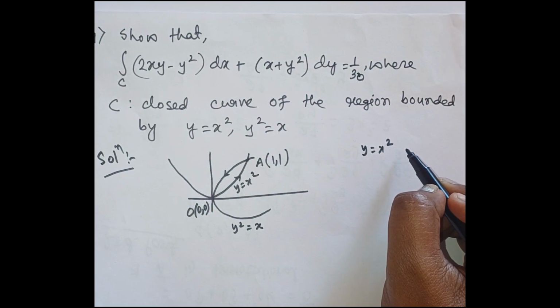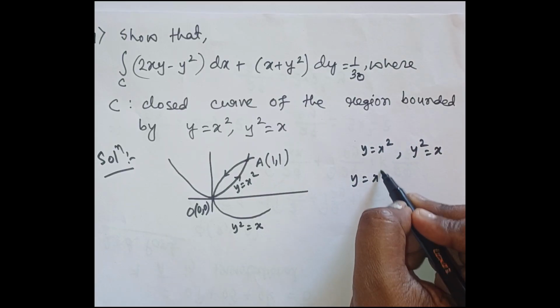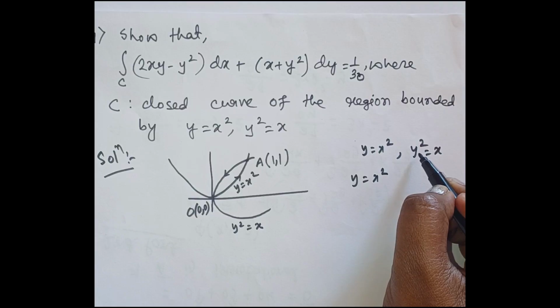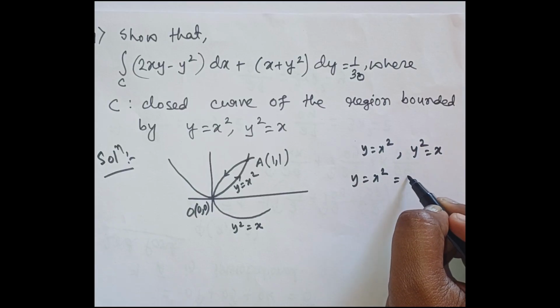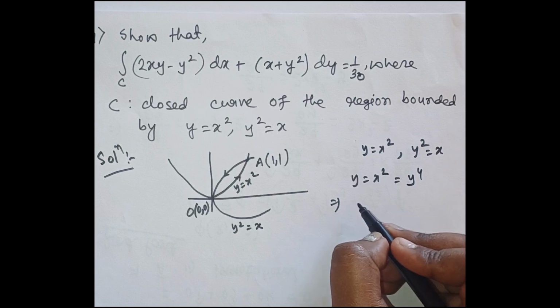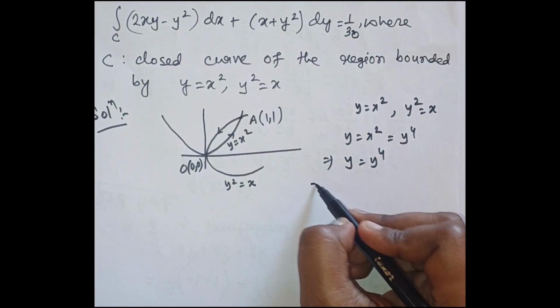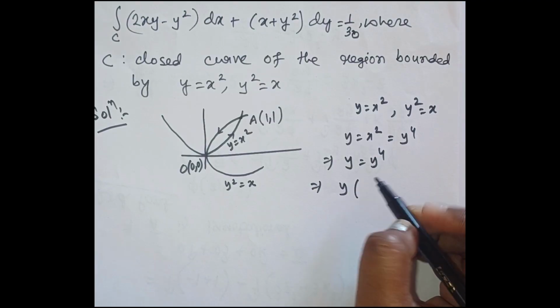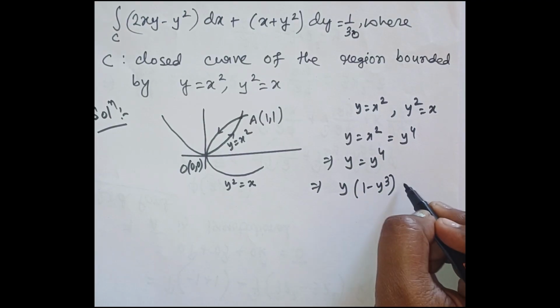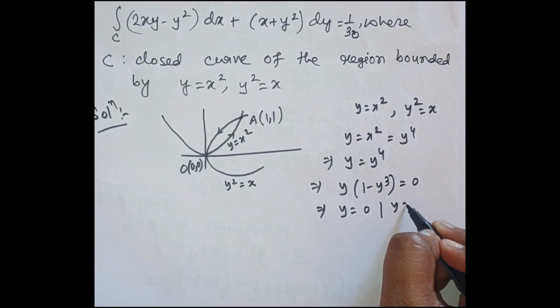You know that if we want to find the point of intersection, then we have to solve these two curves. So y equal to x square and y square equal to x. If we put these values, then y equal to x square will be y power 4. Then y equal to y to the power 4. And if you take it to one side, then y into 1 minus y cube equal to 0. So either y equal to 0 or y equal to 1.